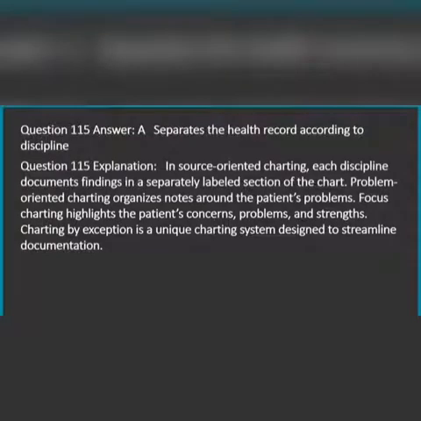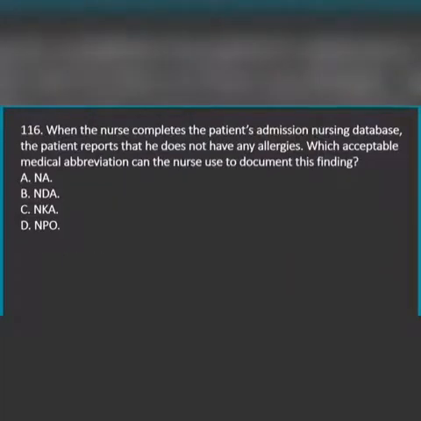Question 115 Explanation. In source-oriented charting, each discipline documents findings in a separately labeled section of the chart. Problem-oriented charting organizes notes around the patient's problems. Focused charting highlights the patient's concerns, problems, and strengths. Charting by exception is a unique charting system designed to streamline documentation. Question 116.